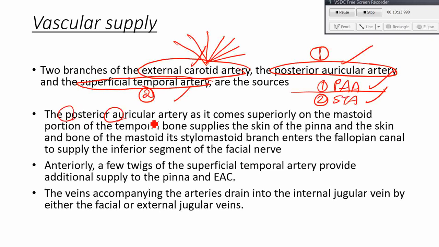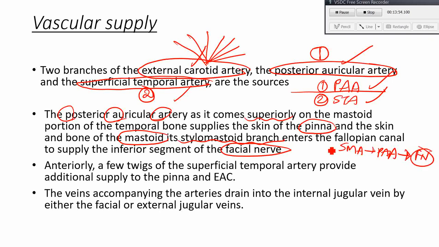The posterior auricular artery comes superiorly on the mastoid portion of the temporal bone. It supplies the skin of the pinna. It supplies the bone of the mastoid and the stylomastoid branch. You can just remember the stylomastoid artery of the posterior auricular artery. It supplies the inferior segment of the facial nerve. You can remember it as MAPA. The stylomastoid branch of the posterior auricular artery supplies the facial nerve.